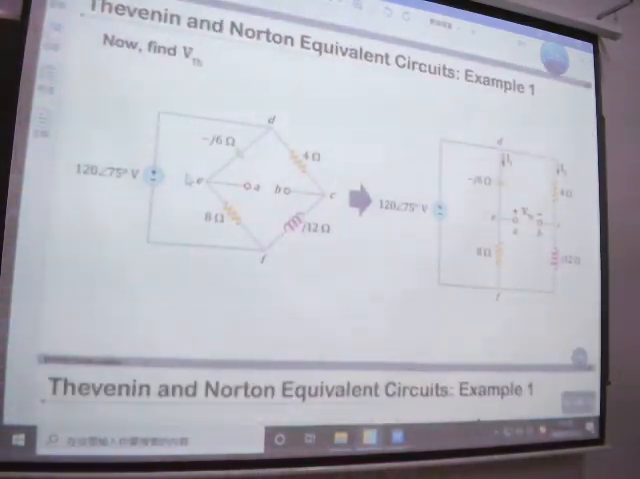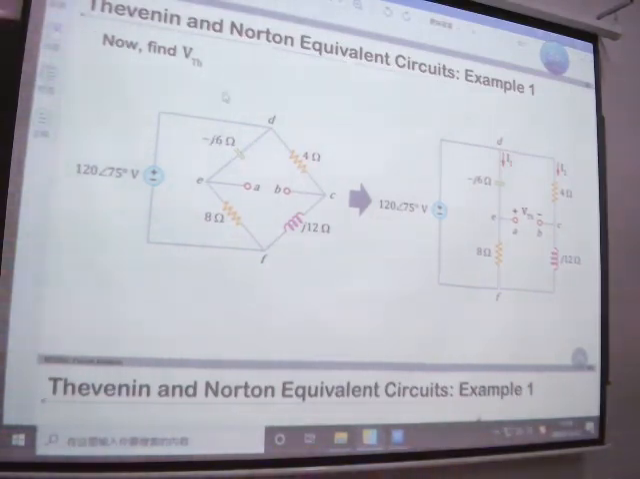And then we need to find out VTH. Here I need to point out, you can calculate the RTH first, and you also can calculate the VTH first. It's up to you. But I recommend you guys to calculate the VTH first. Okay, calculate VTH first.